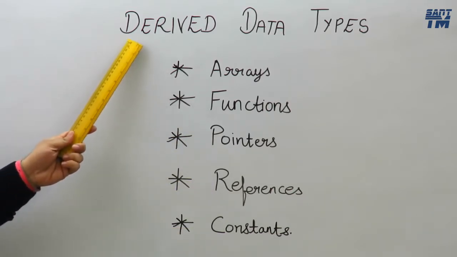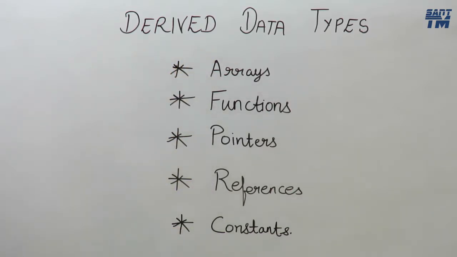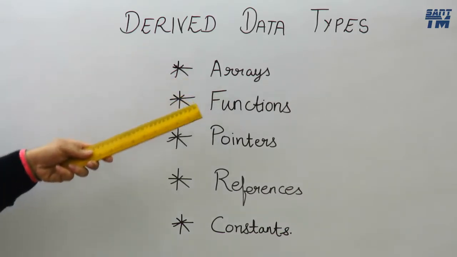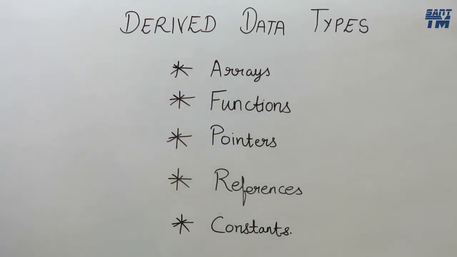By the term derived, it means if we modify the fundamental data type according to our needs, then it becomes a derived data type. Derived means we have developed them ourselves according to our need, but the major building block will be the fundamental data type only. We will modify them to make derived data types. We will discuss one by one what each of them is.